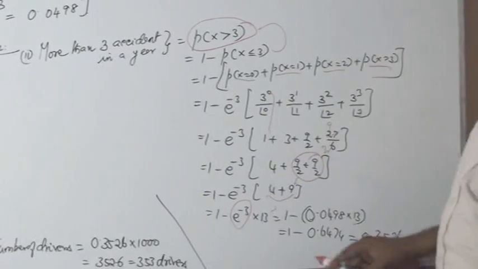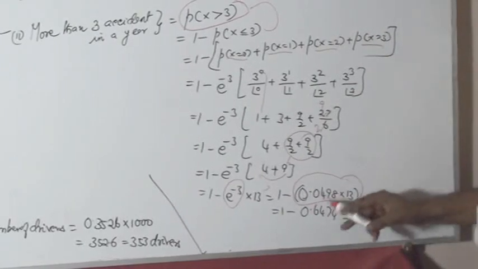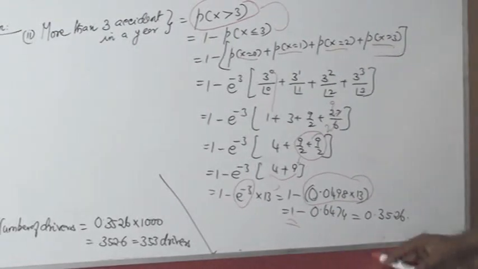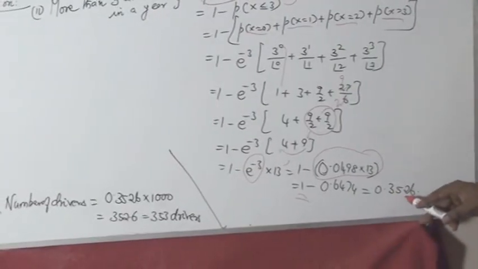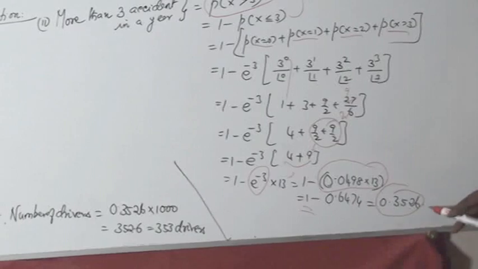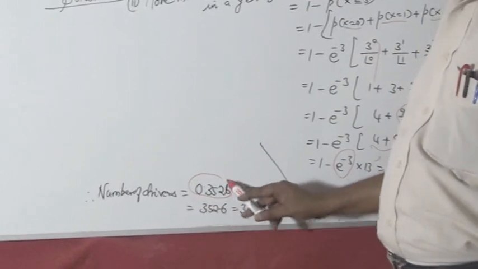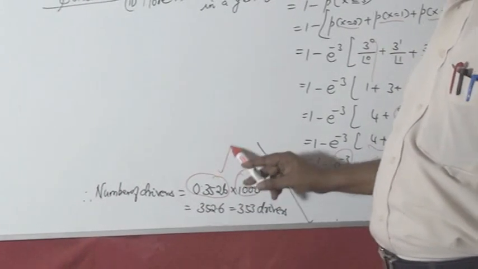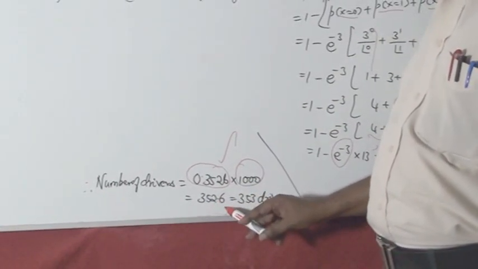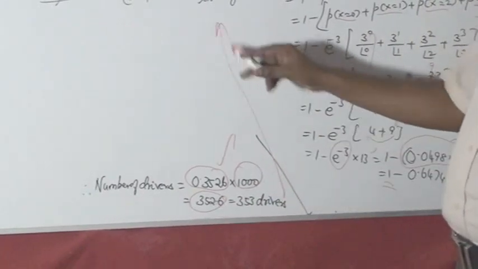So what is e power minus 3 value? 0.0498 into 13. So when we multiply these two values, we get 0.6474. When we subtract from the total probability 1, we will get 0.3526. So this is the probability when x is greater than 3. So therefore the number of drivers is equal to the probability value into 1000. So you have already calculated the probability value is 0.3526, into 1000 gives you what? 352.6. So approximately 350 drivers will make more than 3 accidents in a year.